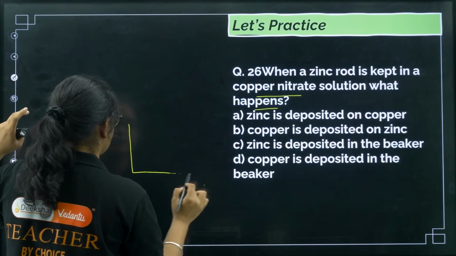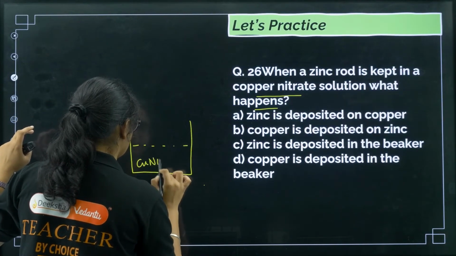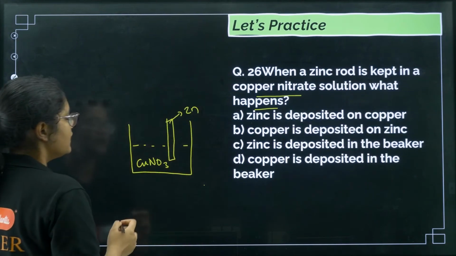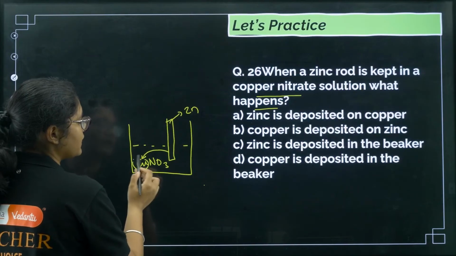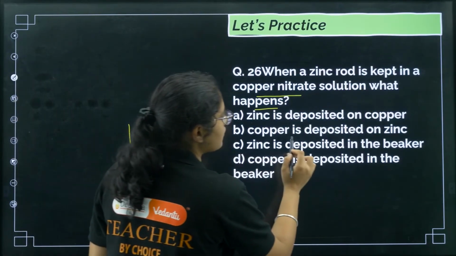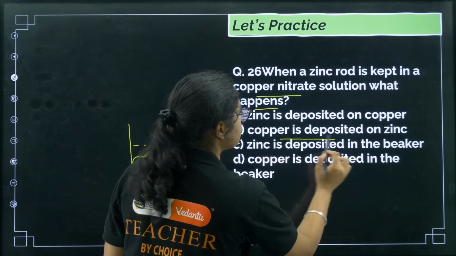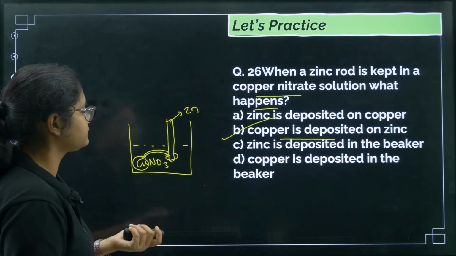So we will find here copper nitrate solution is there, and we have zinc rod in that. So what will happen? Zinc will come and displace the copper ion from here, and copper ion will be deposited on the rod. So copper is deposited on the zinc. B is the correct answer here.